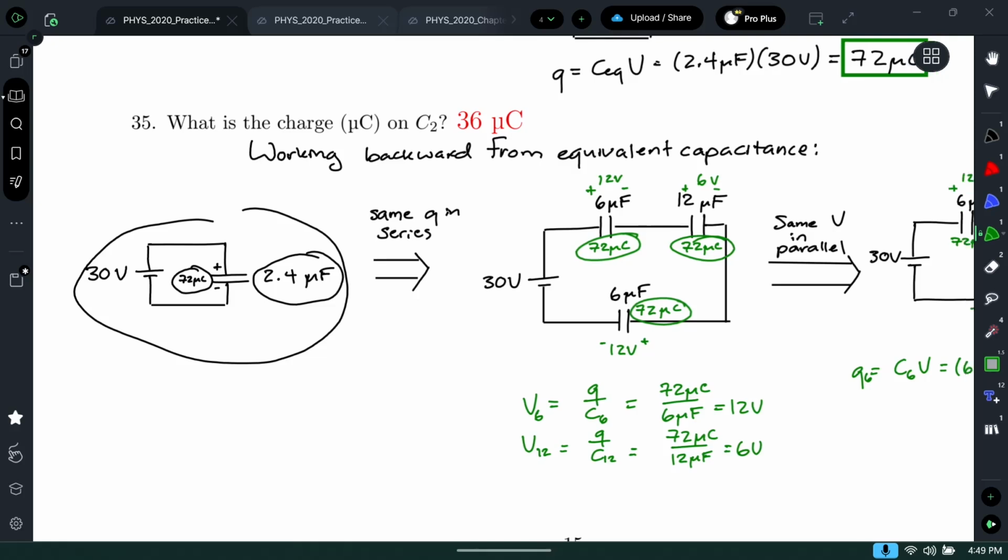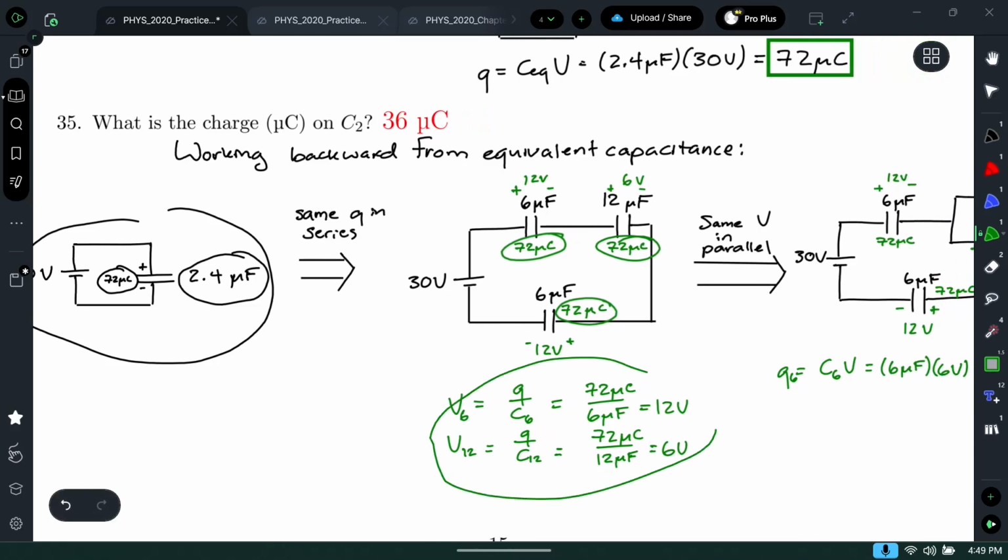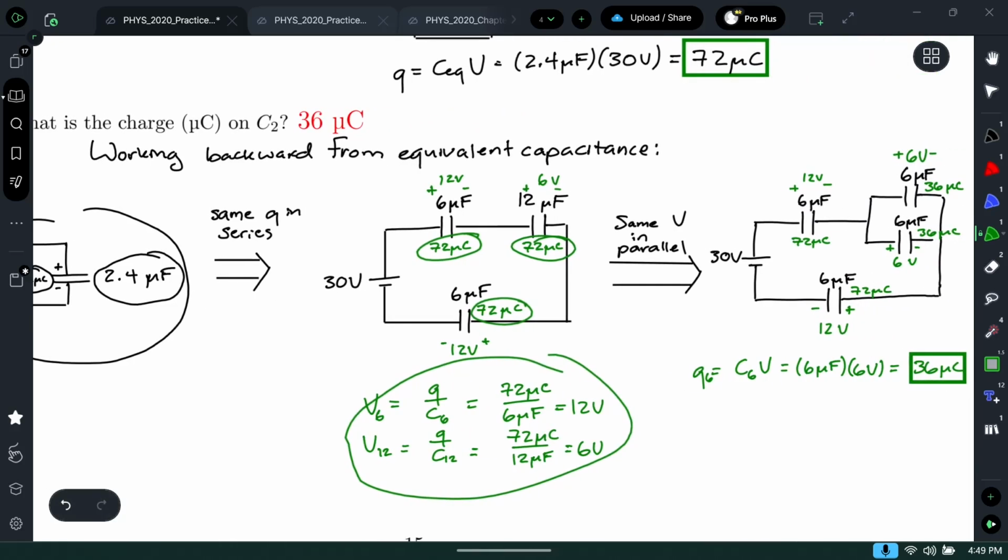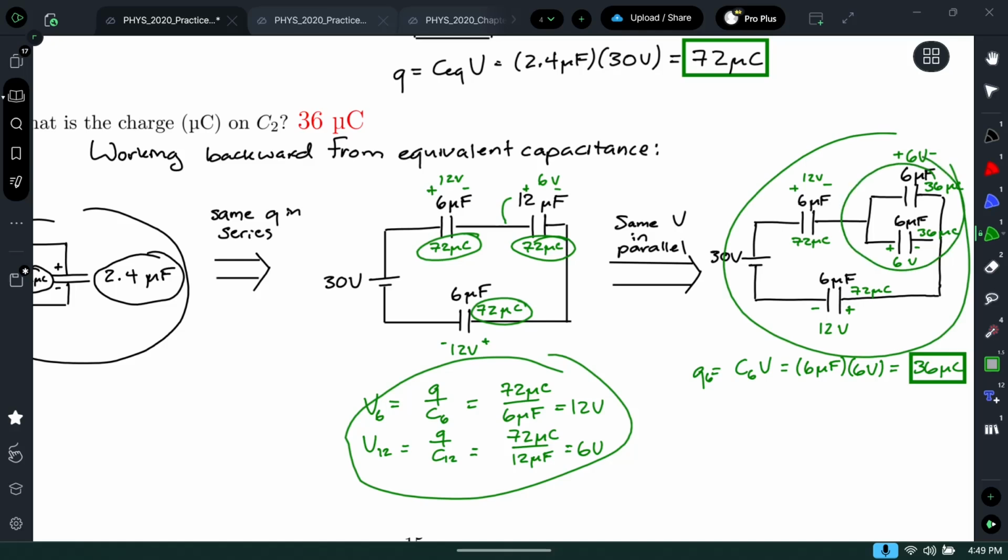That's how I know these are all 72. The voltage is split, so I have to calculate it. That's what this is. And then I'm done with that circuit. I know everything about each of those capacitors. I take one last step by saying, all right, how did I get from here, this circuit, to this circuit? Well, I had combined these two that were in parallel. What's true about capacitors in parallel? They have the same voltage across them. So I can carry that 6 volts back up.